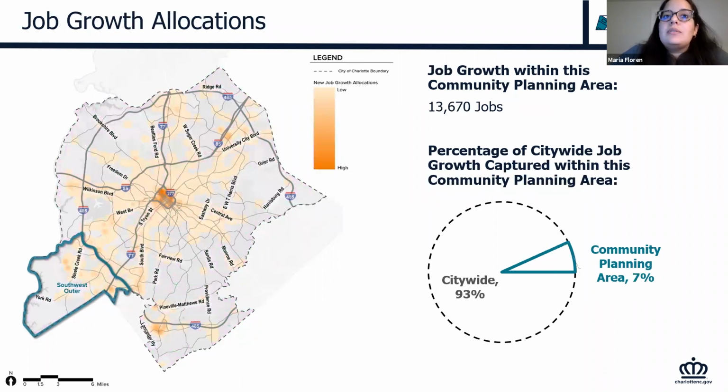In terms of jobs, place type recommendations within this geography will account for approximately 13,670 of new jobs. This number of jobs is approximately 7% of all new jobs projected for the city by 2040.